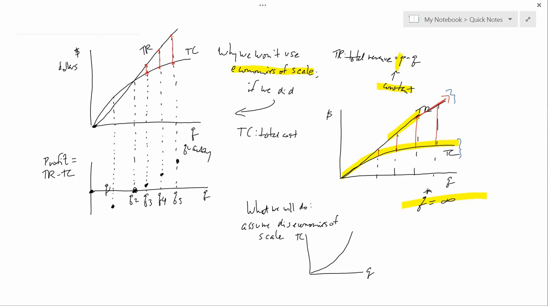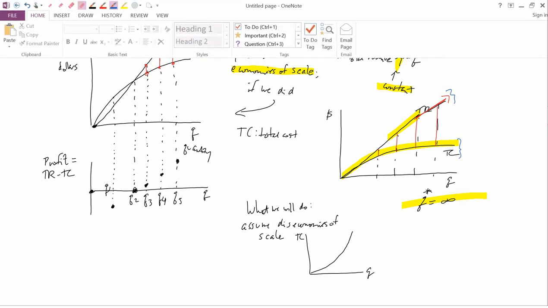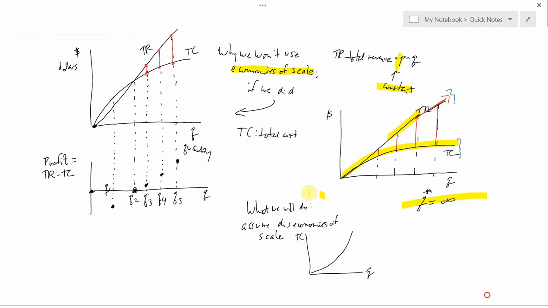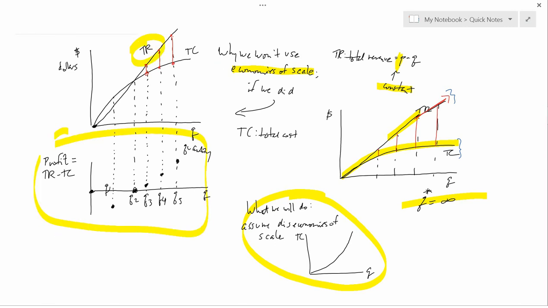This video has gone a bit longer than I thought, so I'm going to stop here. In the next video, we will see the implications of diseconomies of scale for profit. We're going to draw this graph again. I'll draw in a total revenue curve, and I'll draw a graph like this for profit. So we'll see how profit looks in that case.